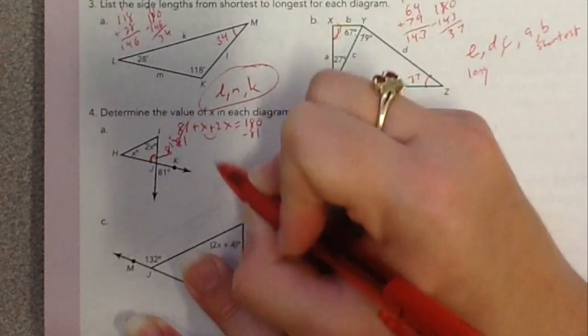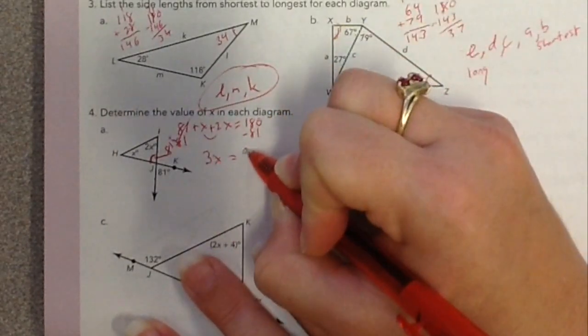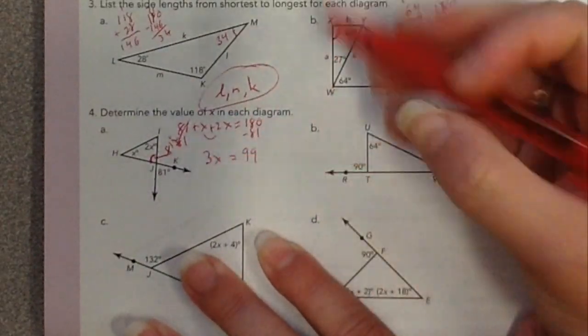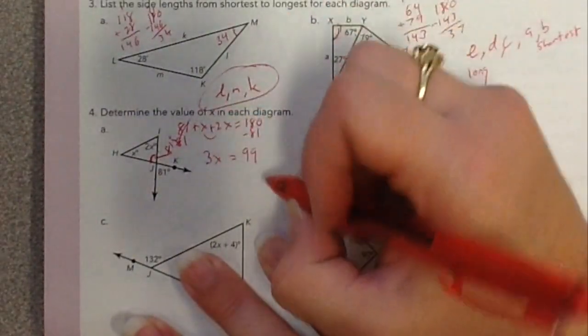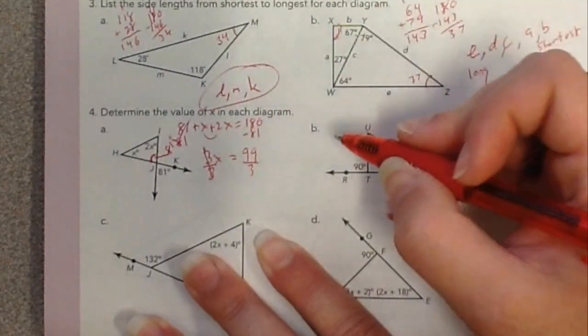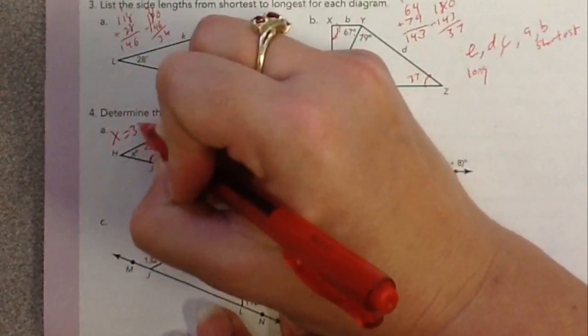And then we can also combine these x's. So really I have 3x and I have 99. Okay? So 3 times something gives me 99. So instead of multiplying by 3, I'll actually divide to undo that. And so that's going to be 33. So x is equal to 33 in this case.